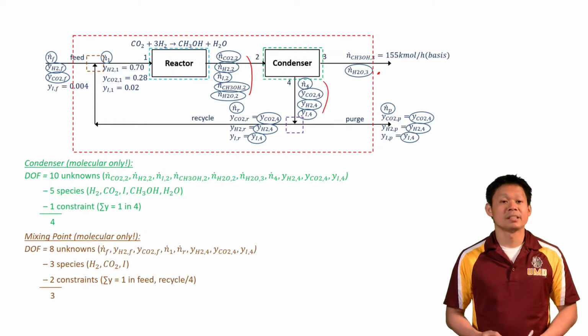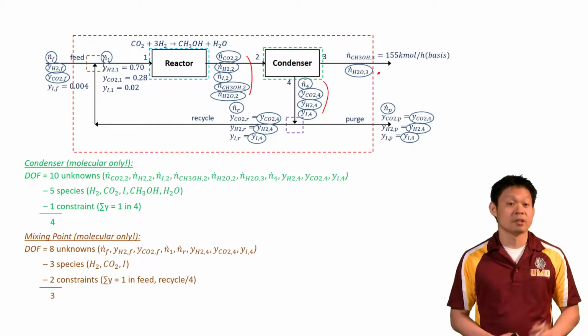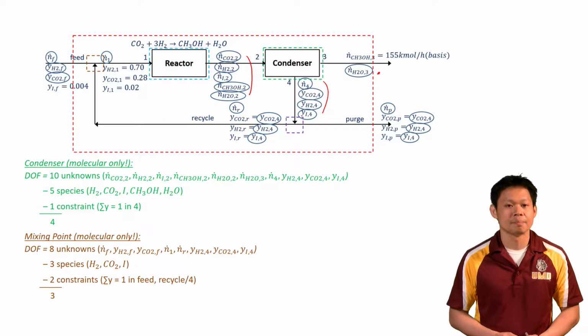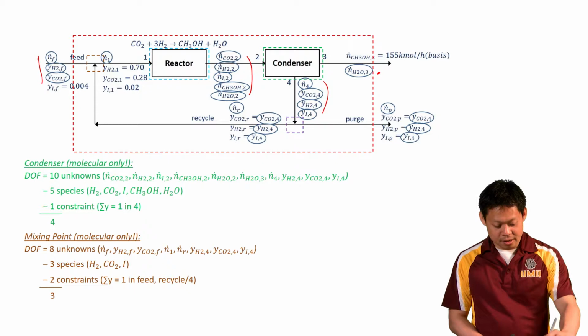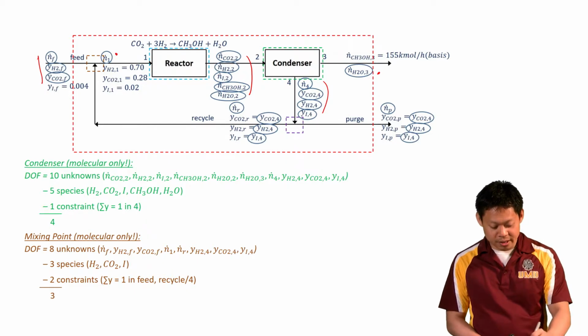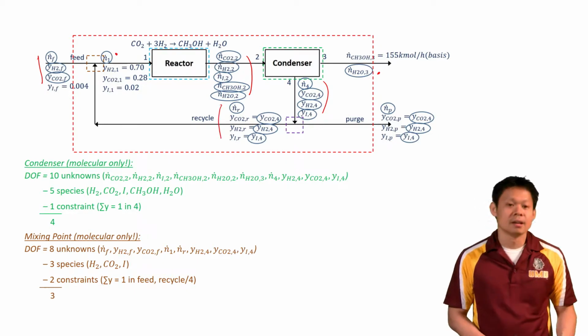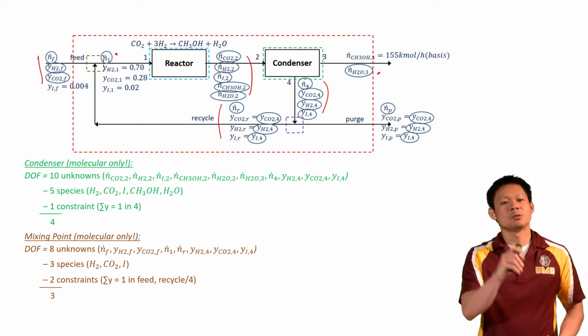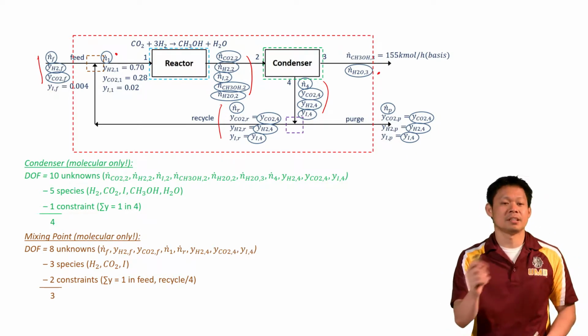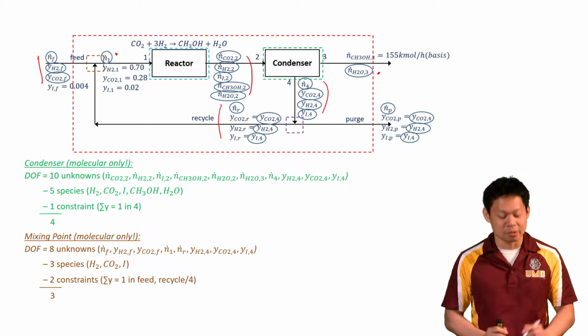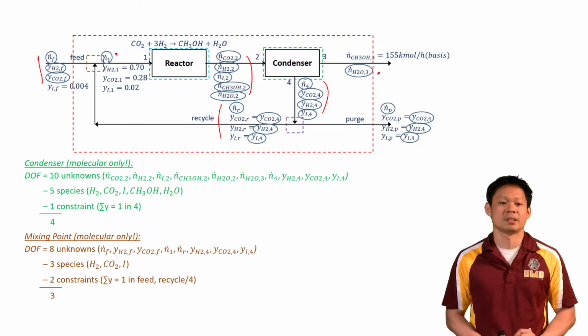Let's move on to the mixing point. The mixing point is where the feed meets the recycle to give you the feed into the reactor. Here we have 8 unknowns. We have 3 over here, 1 in stream 1, and don't forget the recycle, we have 4. Typically, I tend to label my recycle stream a little further away from the mixing point, and sometimes students have a tendency to miss out on that stream. But remember, the recycle stream is part of the mixing point.